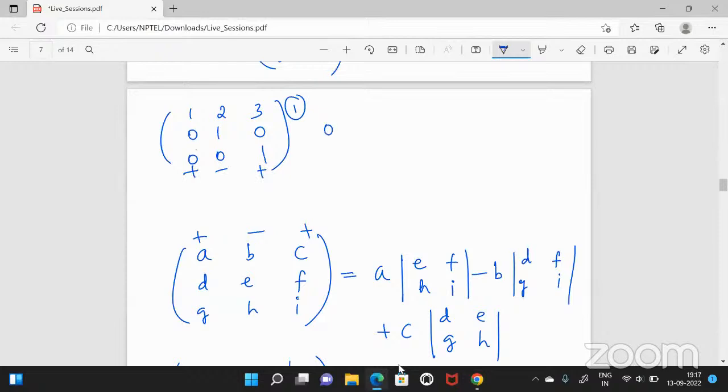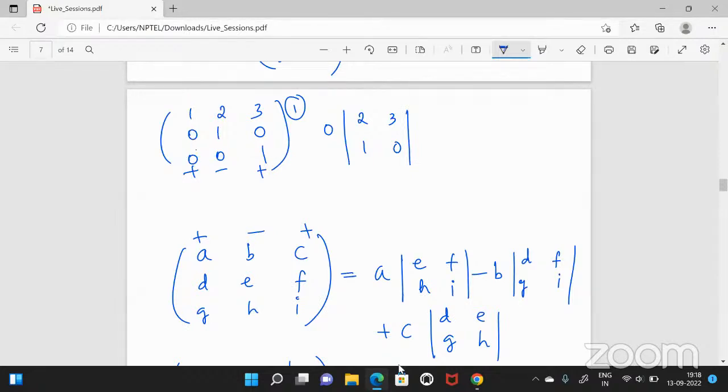So 0 times, remove the row and column in which 0 appears. Determinant of 2, 3, 1, 0. When I draw two parallel lines like this, it means the determinant. For a matrix, we will put brackets like this. When we don't put that, it's a determinant. Instead of writing determinant every time, this is the notation that we use.